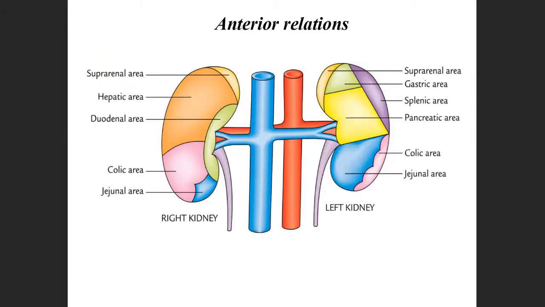Okay. Next, you practice this diagram. What is there in the diagram? Here they mentioned suprarenal area, hepatic area, duodenal area, colic area, and jejunal area. Suppose in the exam, if we ask this diagram, we will give this picture without the namings, and the colors will be there, same like this. And then you have to write.